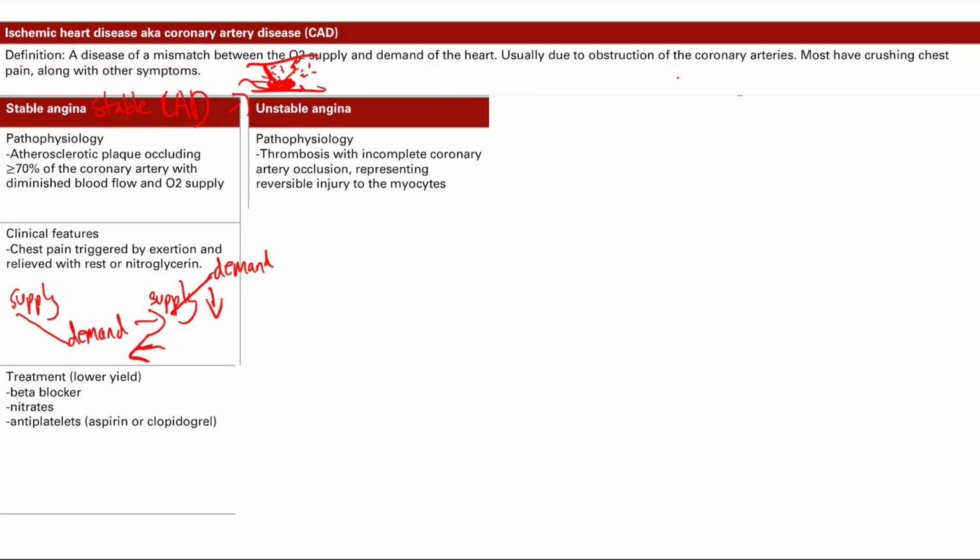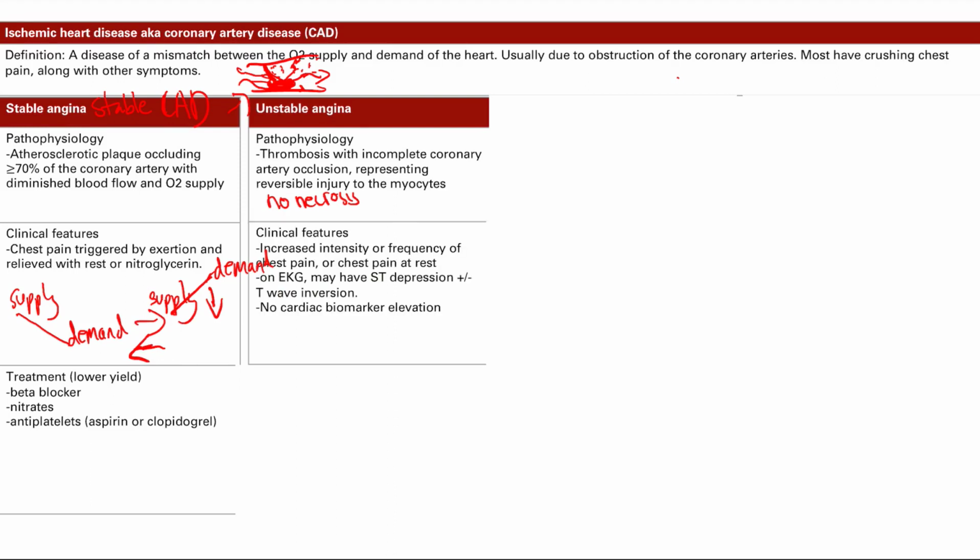And in unstable angina, this is going to be an incomplete occlusion. So there's still some blood coming through, but it's not very much at all now. And because there's some blood coming through, this is called a reversible injury to the myocytes. There is no necrosis occurring, okay? This is pretty important. No necrosis occurring. The clinical features you're going to experience are basically worsening of the stable angina symptoms. So it's either increased intensity or increased frequency, or it's going to be chest pain at rest.